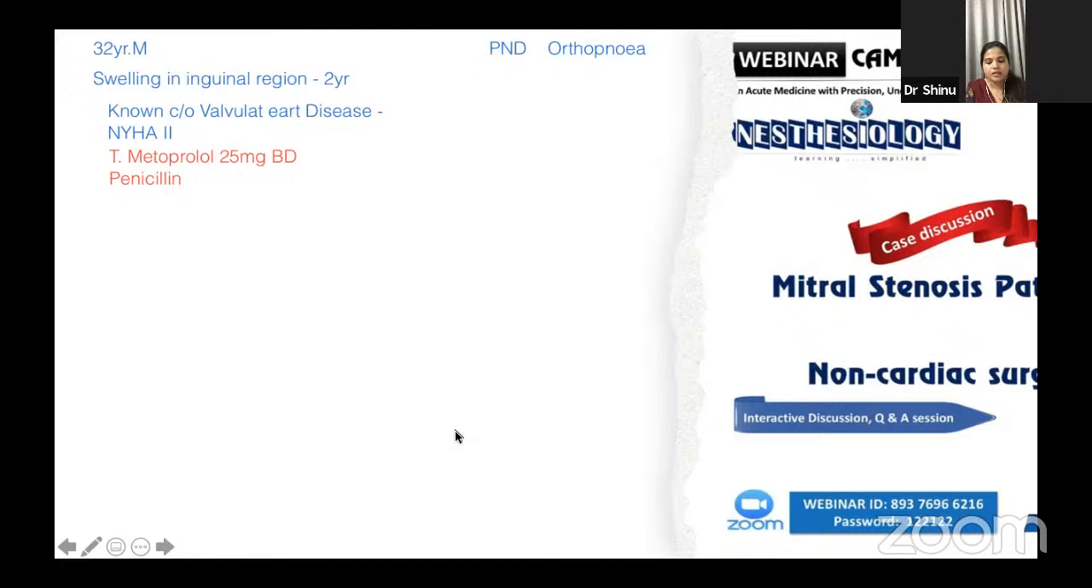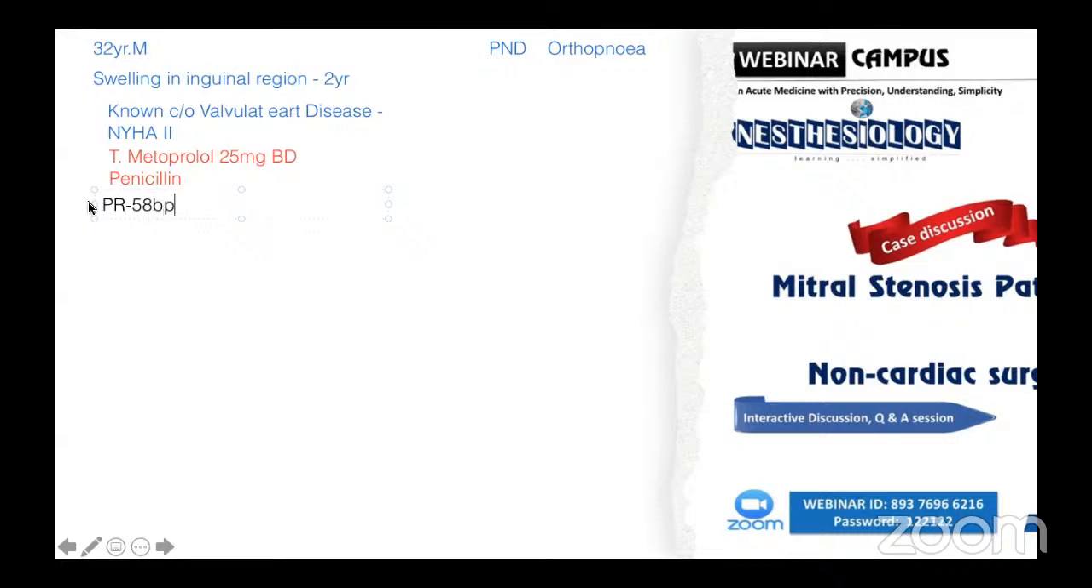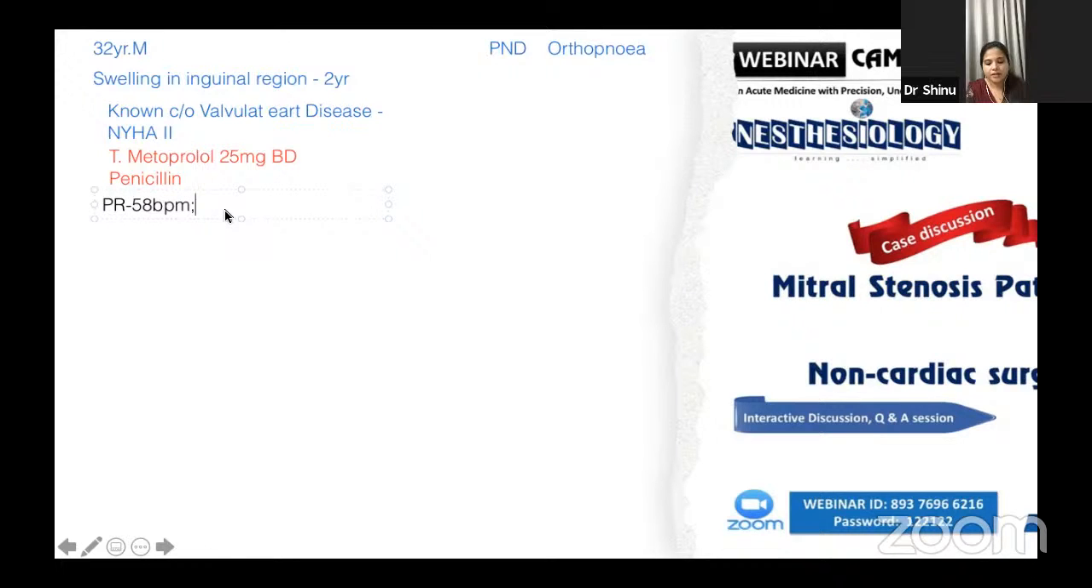The vitals: the pulse rate is 58 beats per minute. It is regular, normal in volume and character, no vessel thickening, no radiofemoral or radioradial delay. All peripheral pulses are felt bilaterally equal. JVP is not elevated. Blood pressure is 100/60 millimeters of mercury in the right upper limb, sitting position. The respiratory rate is 16 per minute, regular, abdominothoracic. The temperature, he's afebrile. The spine, thyroid, etc. are normal.